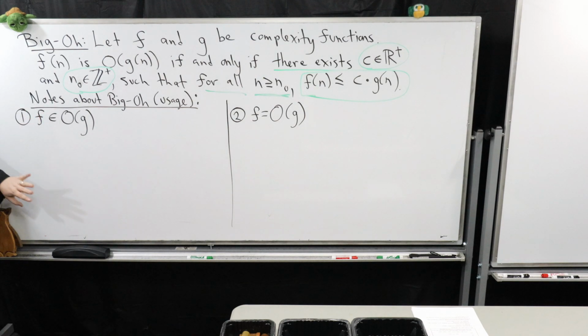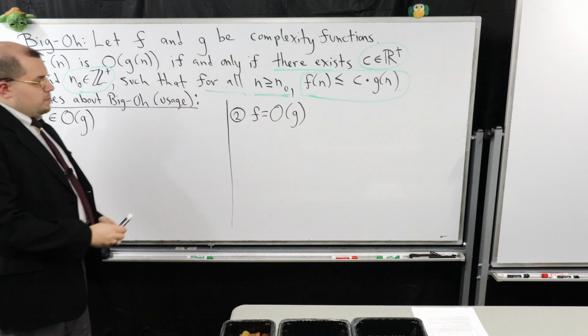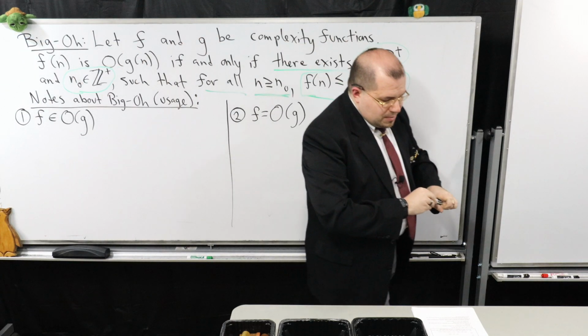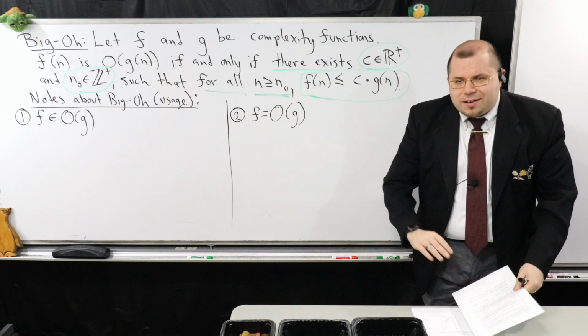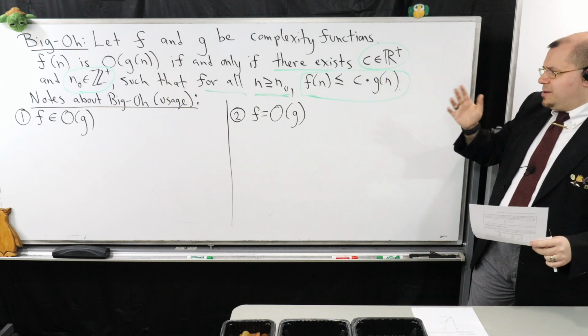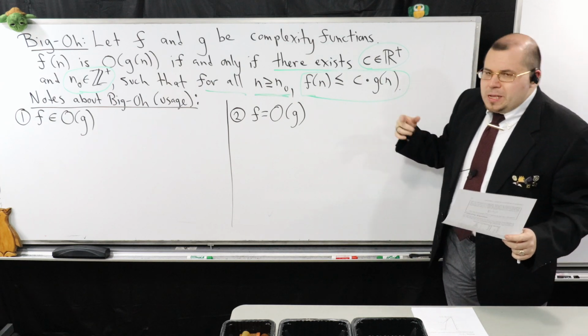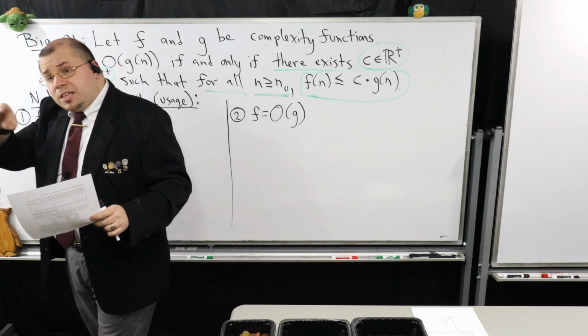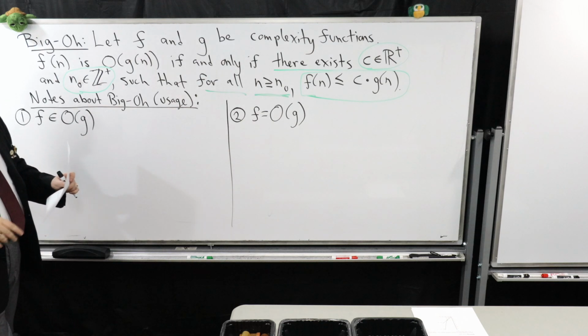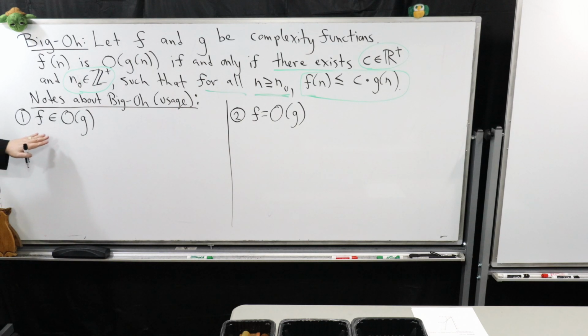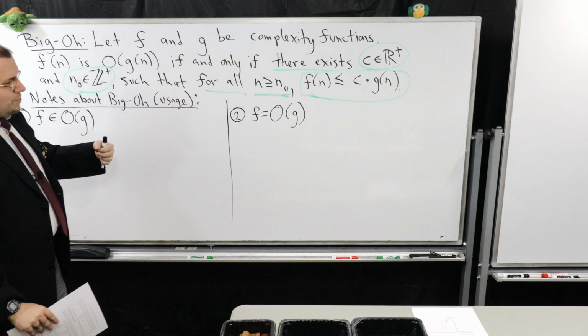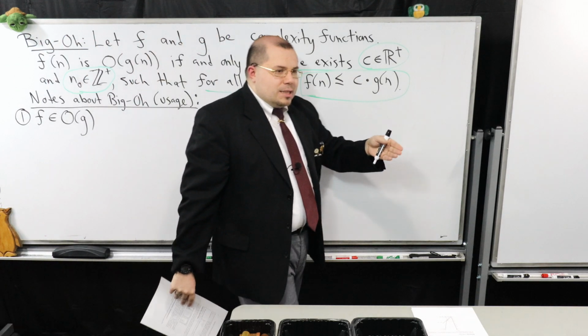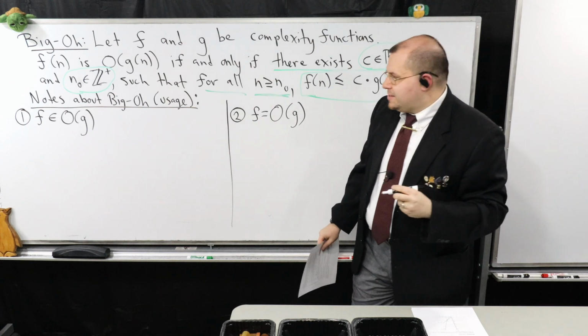Before I proceed, I want to talk about a couple of usages of big O. There are two things I want you to keep in mind, because when you talk to different people about big O notation, sometimes it's very useful to think about big O in a couple of different ways. The first way is you can think of it as what is called a set. It's a big collection of complexity functions.